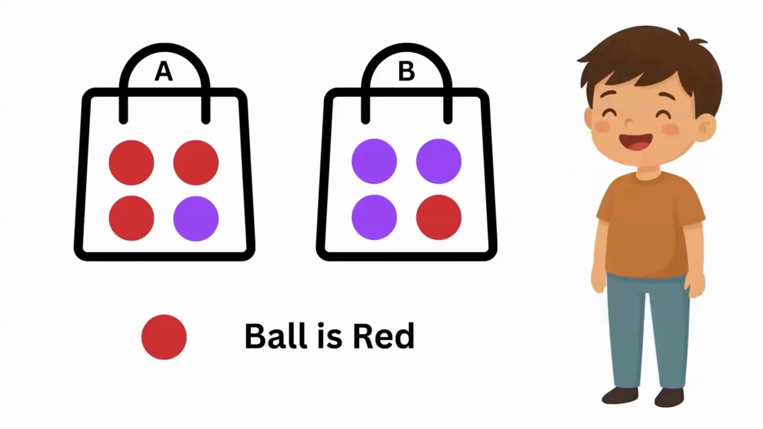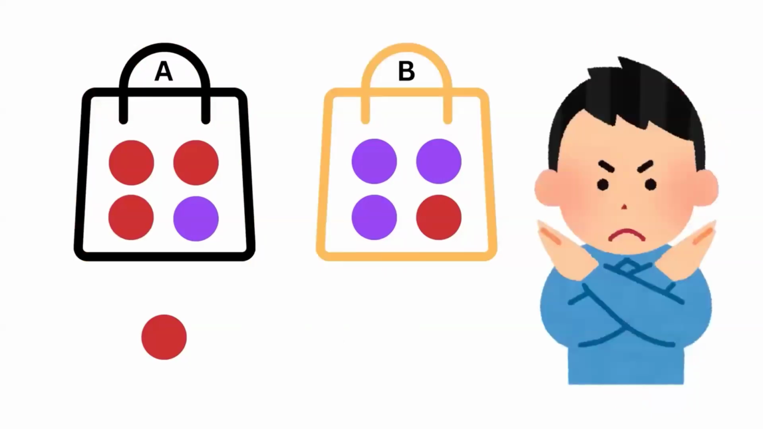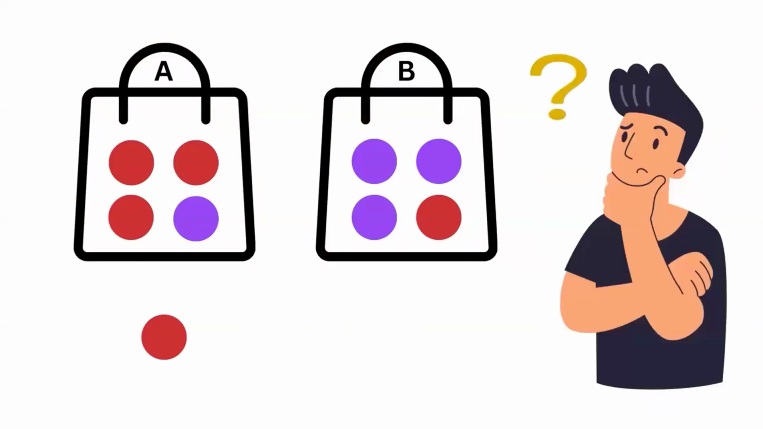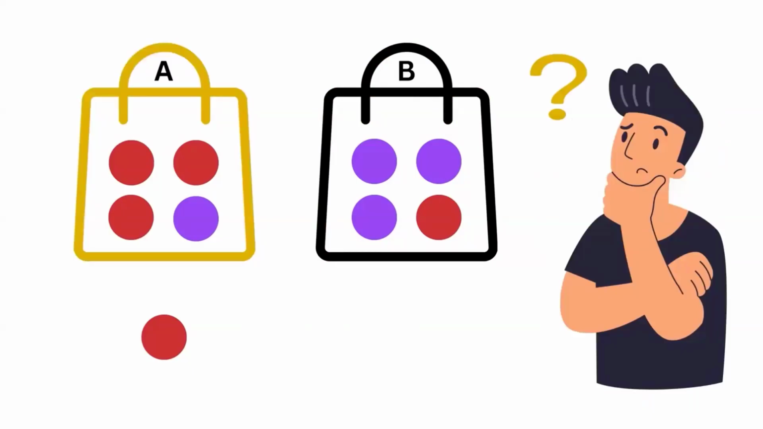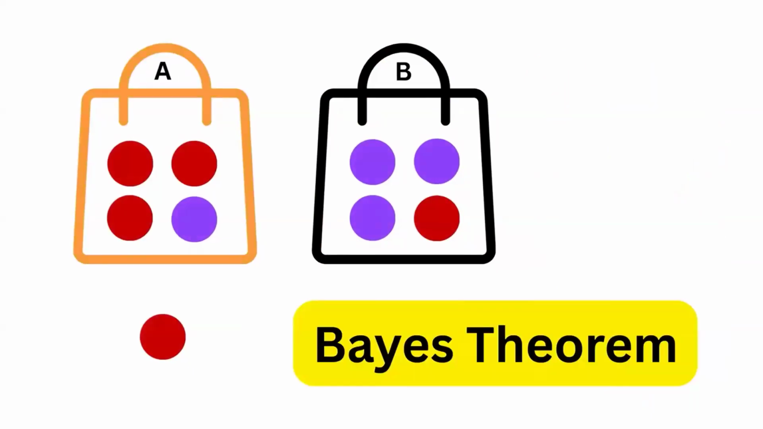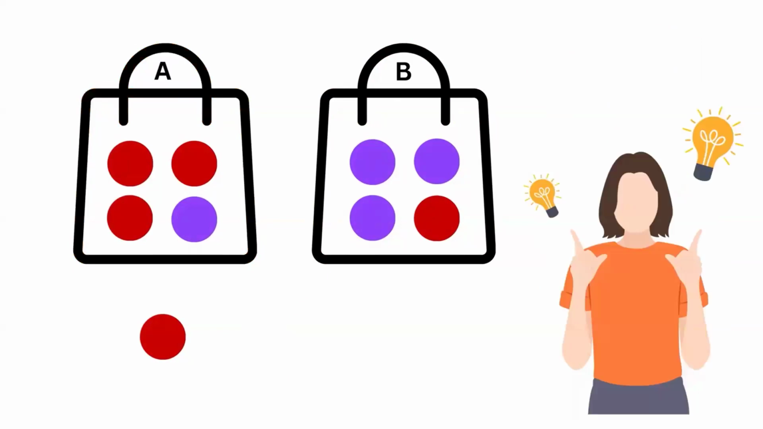You are told this result, that the chosen ball is red, but you still don't know which bag it came from. Now comes the big question. What is the probability that the red ball came from bag A? This is what Bayes' theorem is all about. Let me tell you the main intuition behind Bayes' theorem.